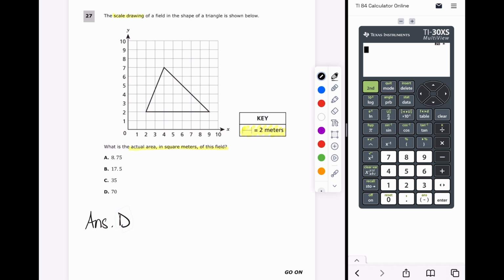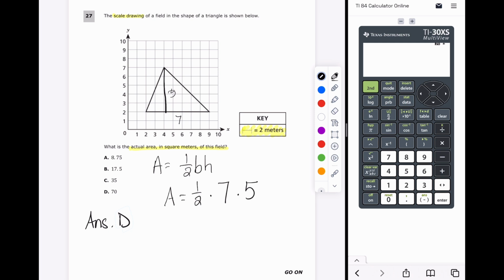Let's look at the dimensions we have so we can figure out the area. So 1/2 base times height for area. The bottom of my field goes from 2 to 9, so that's 7 units. And the height of my field goes from 2 to 7, so that's 5 units. So area is equal to 1/2 my base 7 and my height 5.